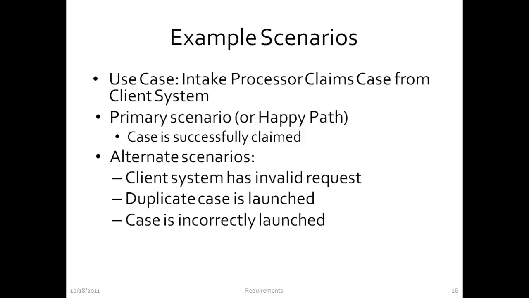So within a use case, once again, there could be many scenarios, each describing one path through it. Typically, there's one primary scenario, also known as the happy path. In this case, it's the scenario where the case is successfully claimed. And then there could be alternate scenarios of various kinds. Most of the time, these alternate scenarios are error scenarios, but that doesn't have to be the case. So for example, if you think about the use case, user makes a deposit into an ATM, scenarios could be user deposits cash, user deposits check, user deposits bank draft.